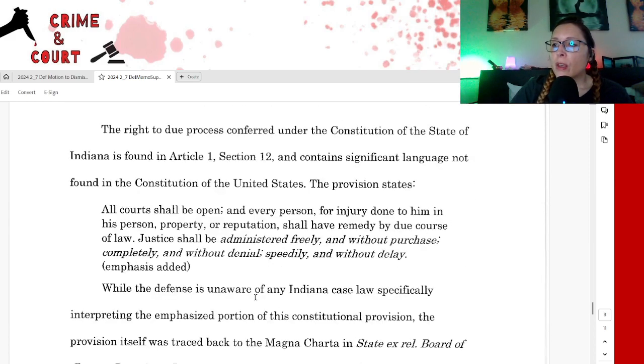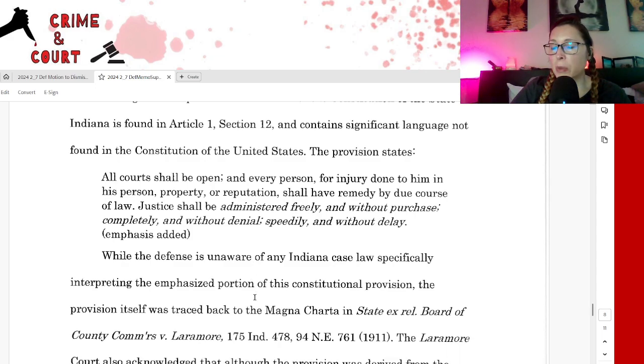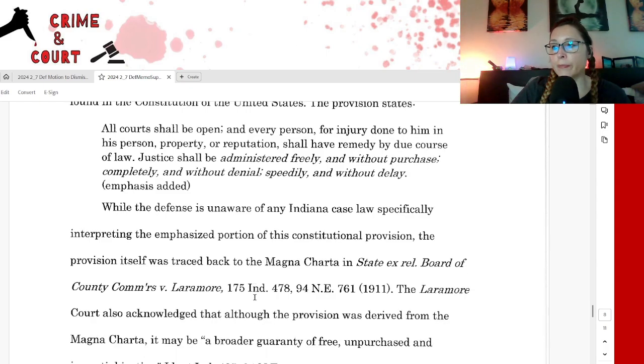All right, so the right to due process conferred under the Constitution of the State of Indiana is found in Article 1, Section 12, and contains significant language not found in the Constitution of the United States. The provision states, all courts shall be open, and every person for injury done to him in his person, property, or reputation shall have remedy by due course of law. Justice shall be administered freely and without purchase, completely and without denial, speedily and without delay.